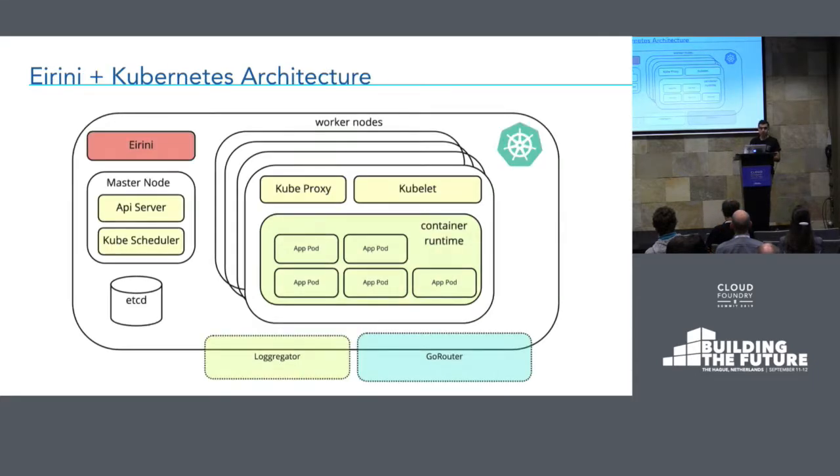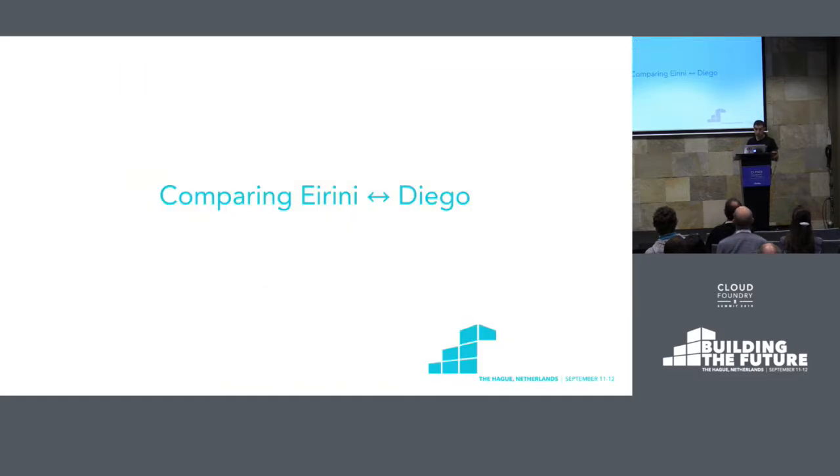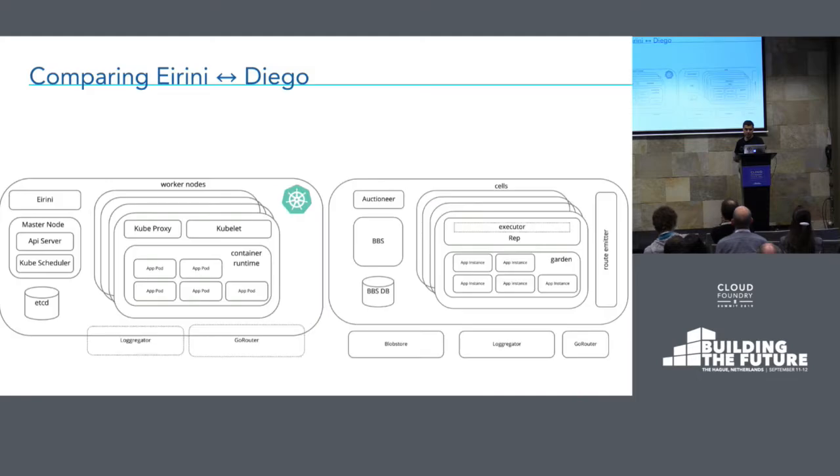But then the Eirini architecture, basically with Kubernetes as the scheduler. You see on the left, we have Eirini and the Kubernetes API server and the scheduler. In the middle, we have worker nodes, which again are the VMs. On the VMs, we've got the kubelet, the kubeproxy, and also the container runtime. And we also have the log aggregator and GoRouter as the Cloud Foundry components. So let's put them side by side and do a comparison of the two schedulers.